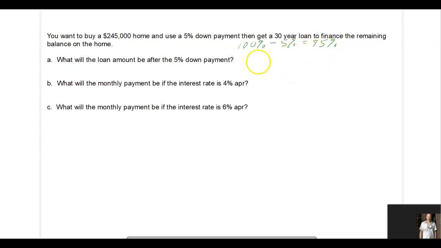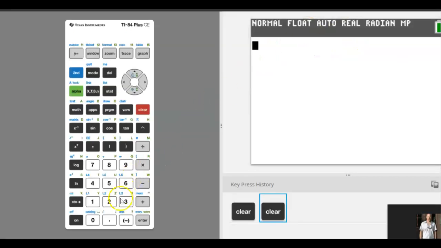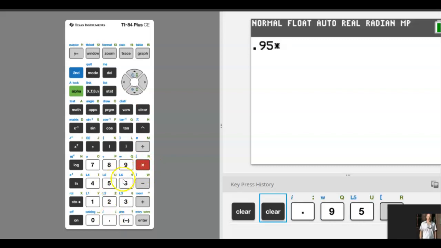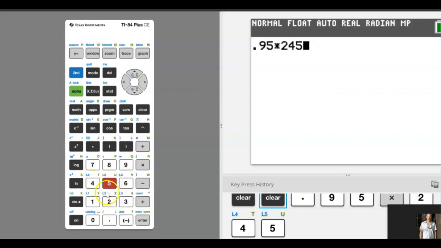So our task is to calculate 95%, which, changed to a decimal, is 0.95. You multiply that by the value of the home, 245,000. And what does that equal? So let's go to the calculator. Take 0.95 times 245,000.